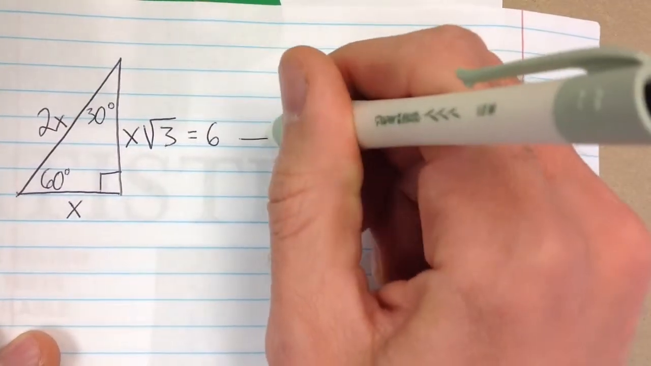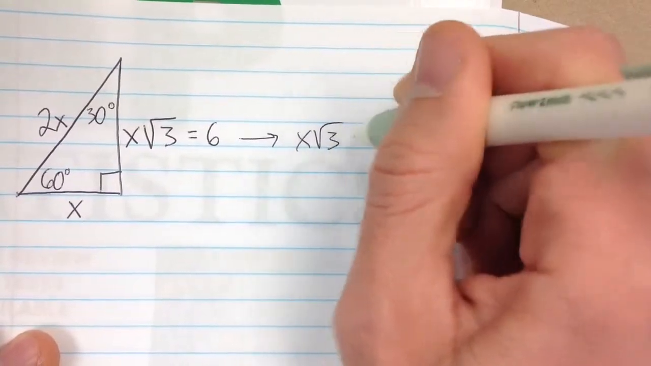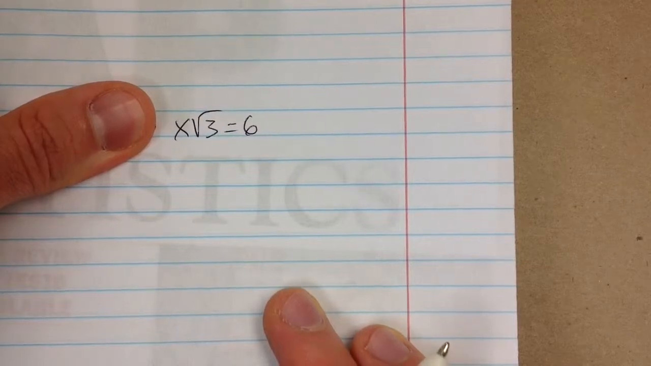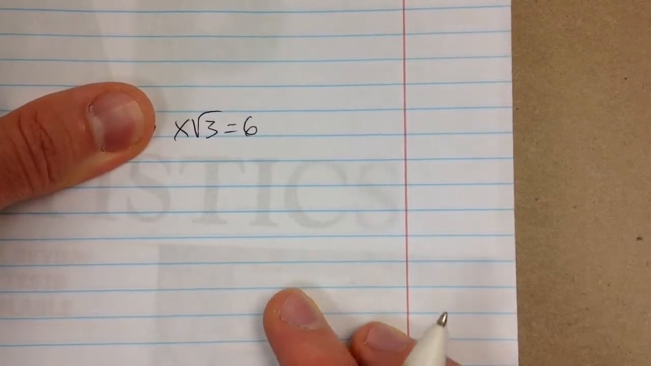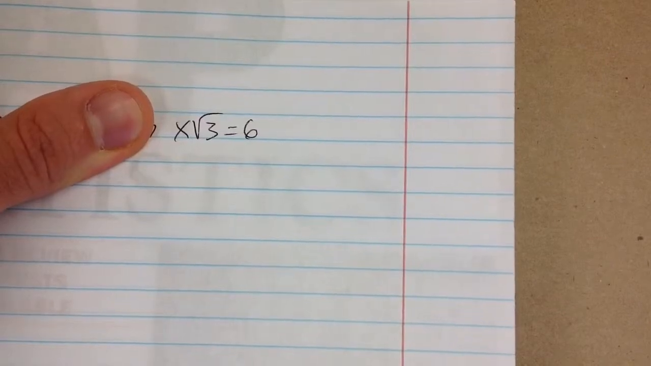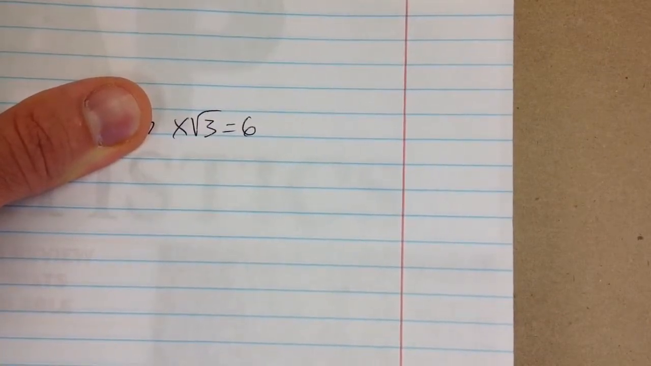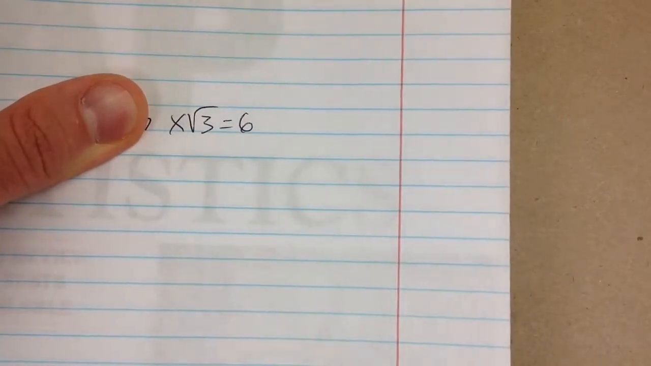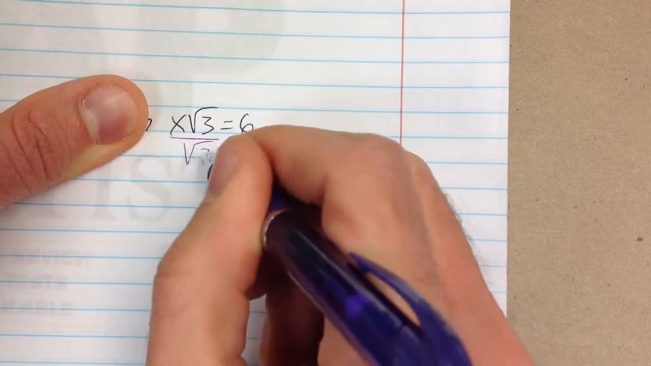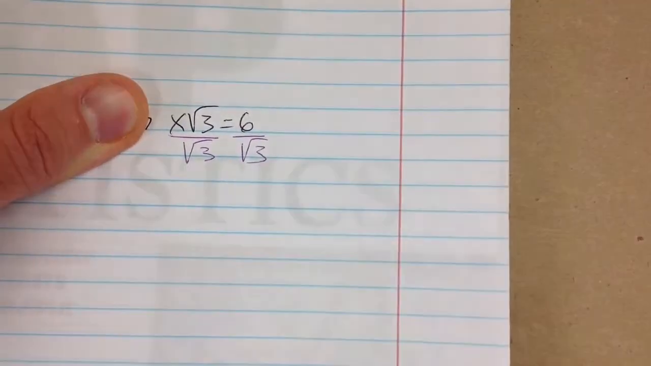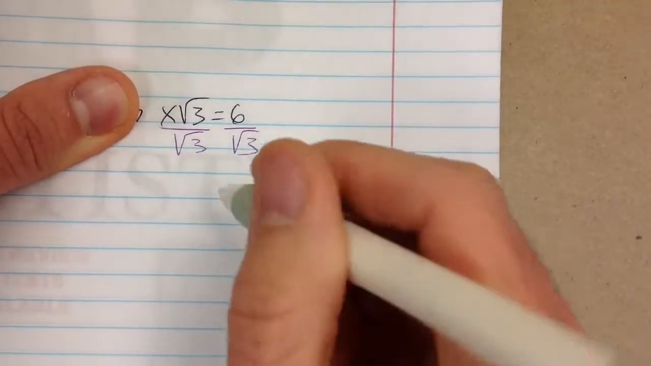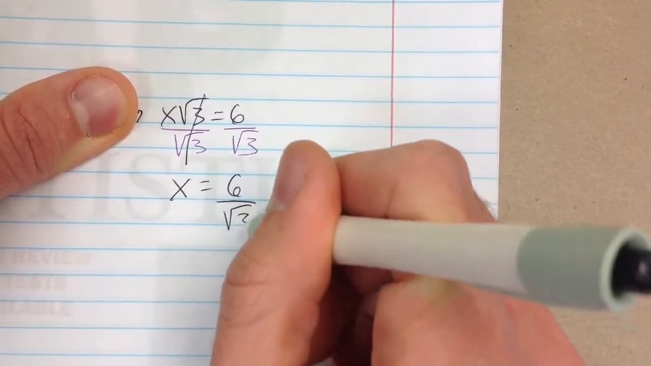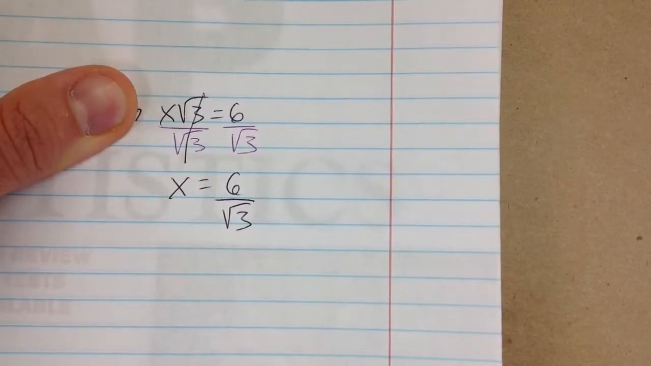How would you get x by itself? How could you get rid of that root 3? I would divide. Since root 3 is being multiplied by it, the inverse is division. Does that make sense? So you have those cancel, and you have x equals 6 divided by the square root of 3. Are you still with me? Okay.